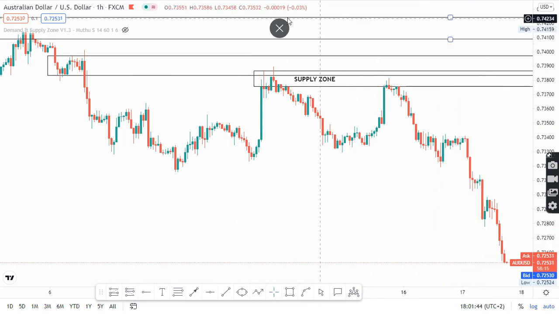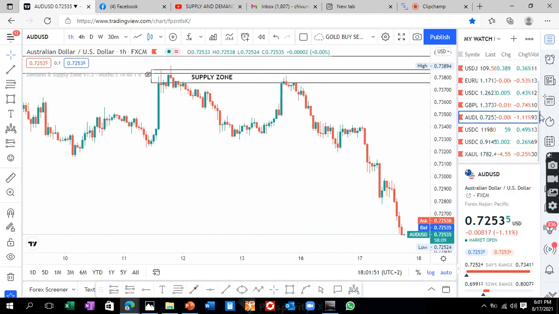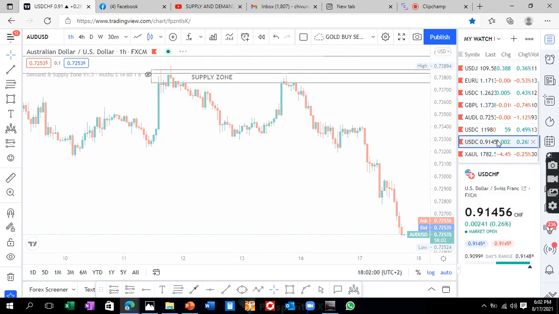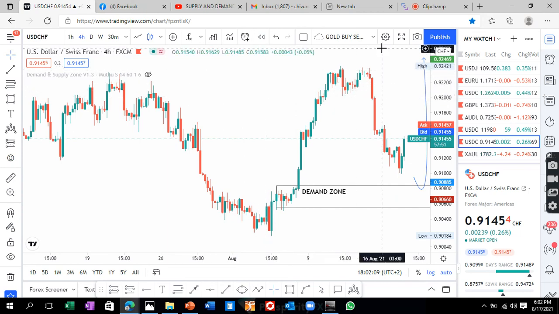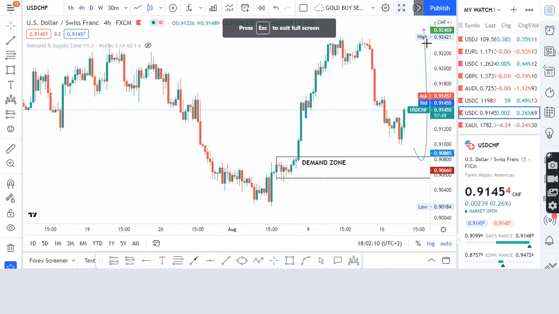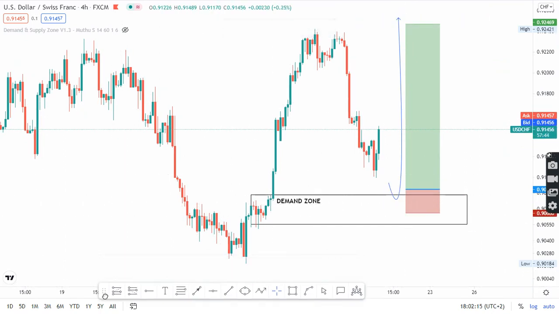So let me look for another example, for demand. Let me see if I can find one. This week there was so much bearish structure and bullish ones, so it will actually be kind of difficult for me to find one. Let me see. USD Swiss, we had the setup there, though it didn't quite come to our level, but it kind of started going up. So this is how it is.